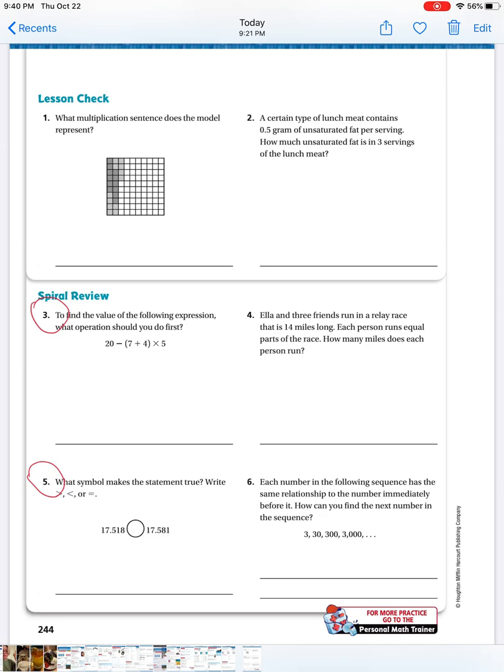Once you do those problems in your Go Math materials that were given to you, then you're going to go fill out your Google form.